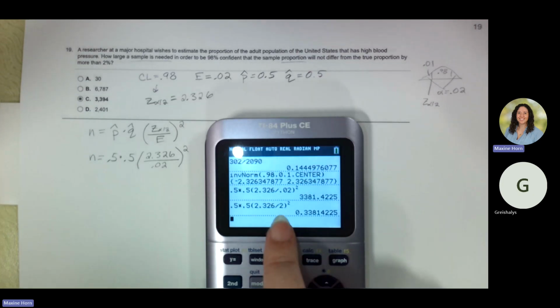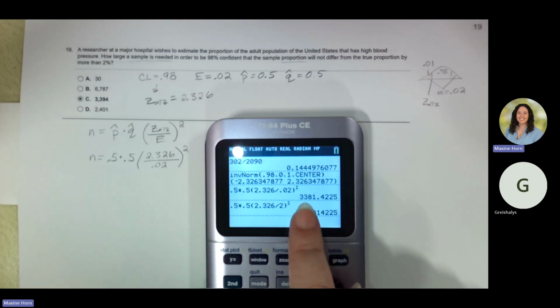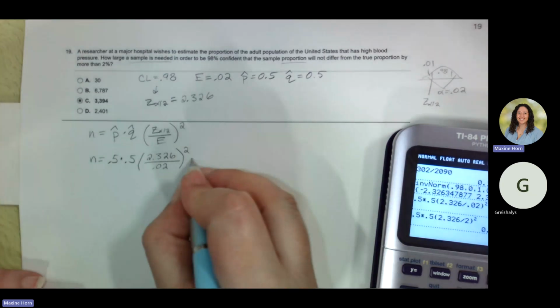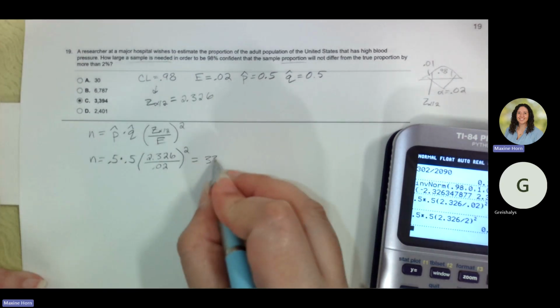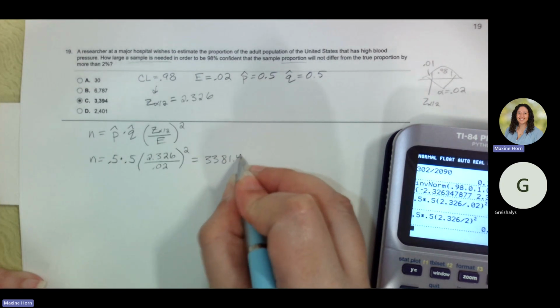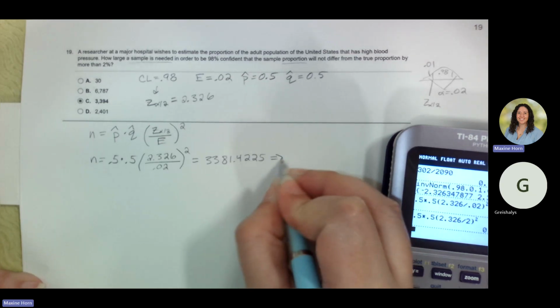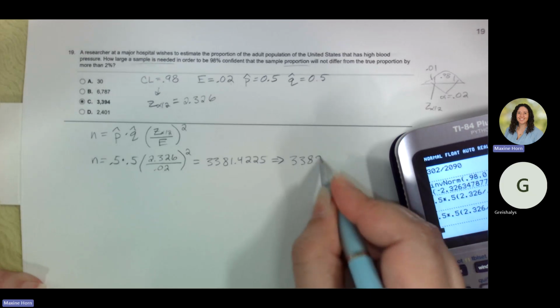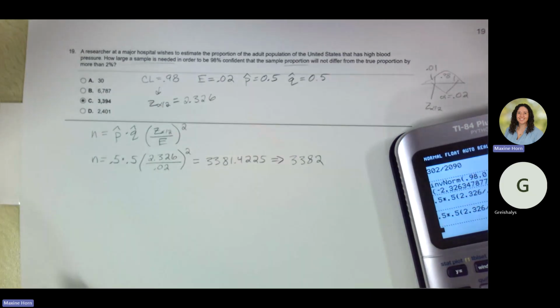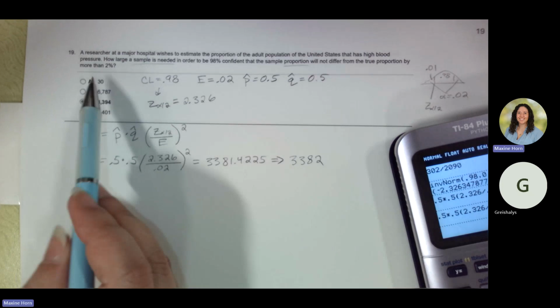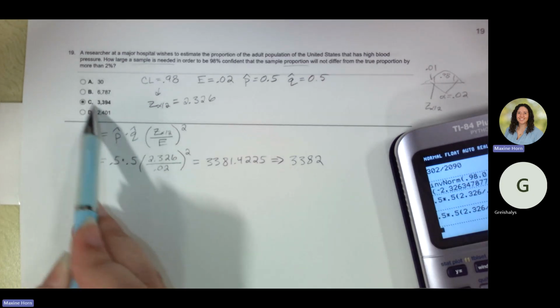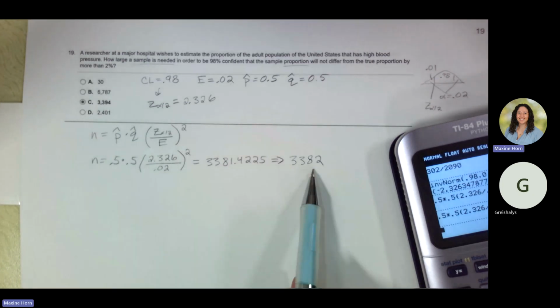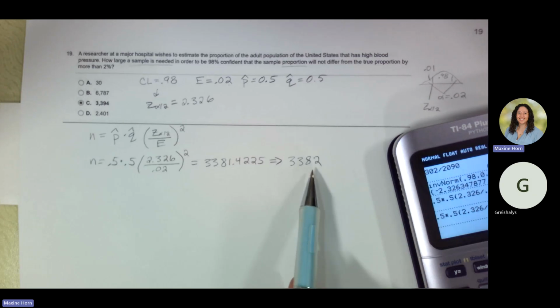Also, I tested here: was I not supposed to make that a decimal? I absolutely was, so we're ignoring that. What we got was 3381.4225 when we plugged this in. That has to go up to the next whole number, so 3382. Now, what number is the closest to that? It's going to be this one. But I don't like how far away that is.